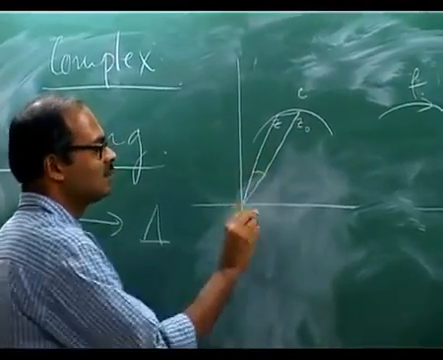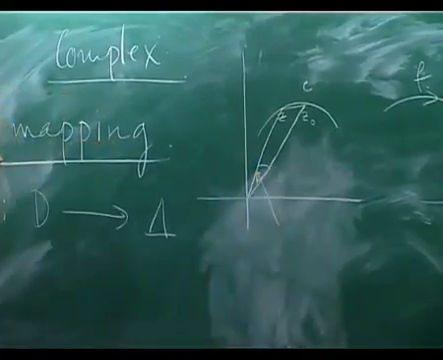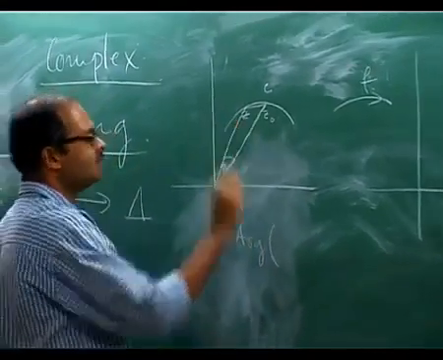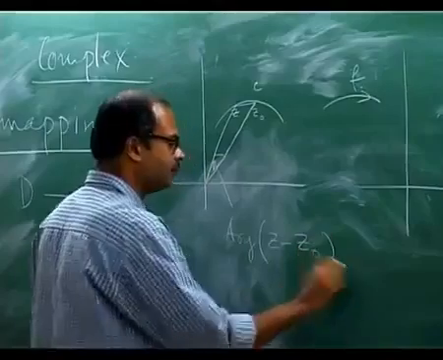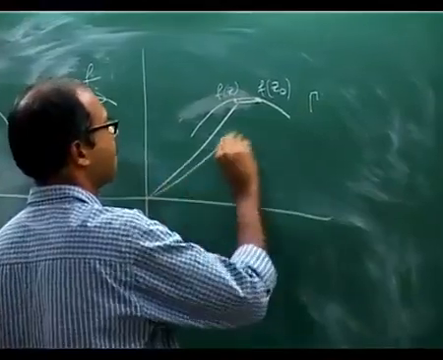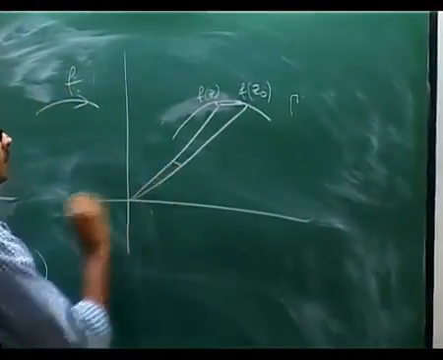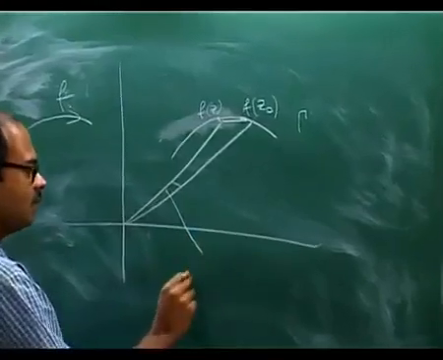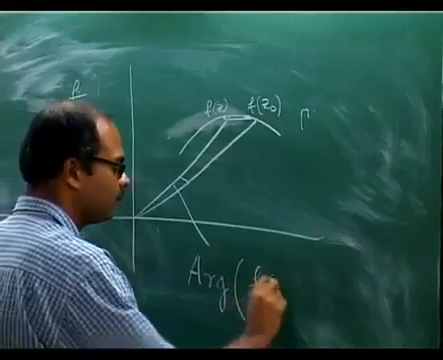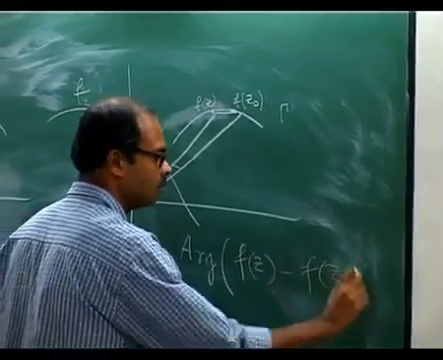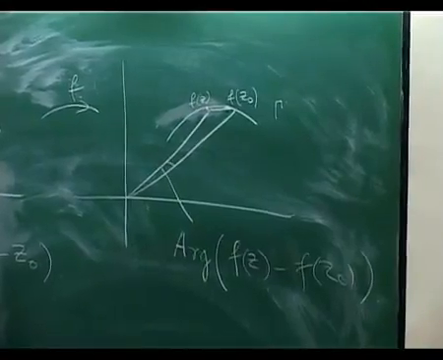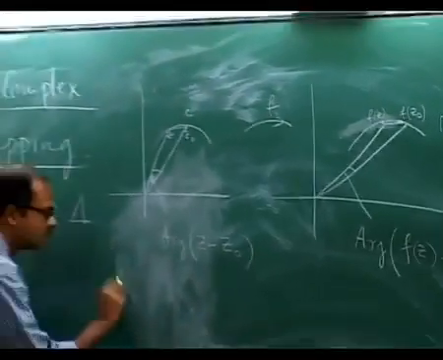So what is this angle? This angle is just the argument of the difference of these two complex numbers. And similarly, what is the angle here? Sorry about my drawing, but then what is the angle? This is the argument of, so that's the angle. So what is the change of angle?